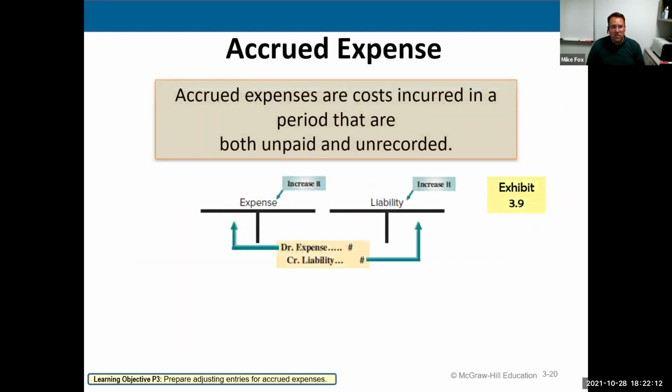So the third type of adjusting entry is called an accrued expense. Accrued expenses happen when we actually incur the expense, but we have not yet paid it. This happens a lot as we use services. Probably the most common example is our employees working for us.